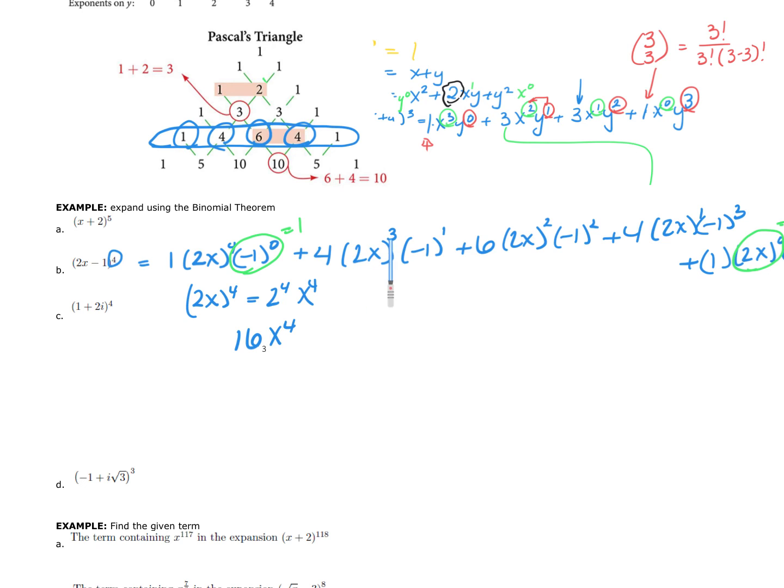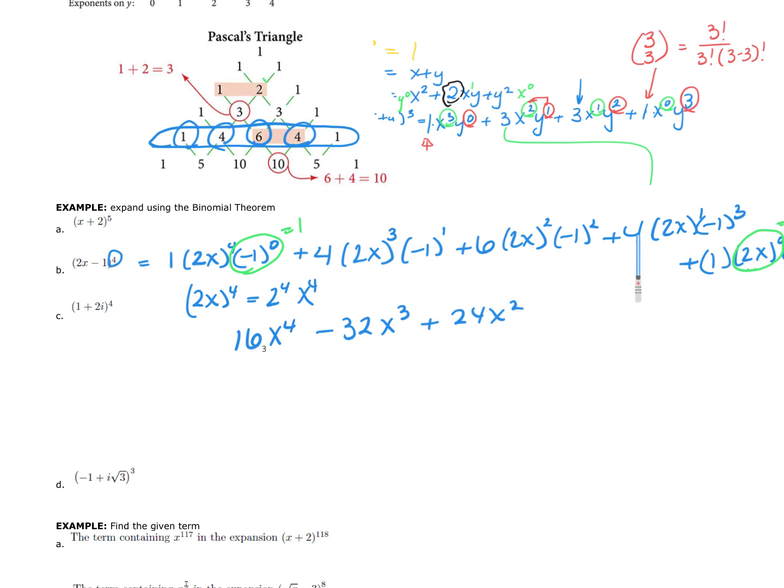Similarly, this is going to be 2 to the 3rd, which is 8, multiplied by 4. So that's going to be plus 32x to the 3rd multiplied by a negative 1. Since I'm multiplying by a negative 1 to the 1 power, that's going to make it a negative 32x to the 3rd. I have 6 multiplied by 2 squared, which is 4, so that gives me 24. Negative 1 squared is just a positive 1, so we don't have to worry about that, so it's going to be plus 24x squared.